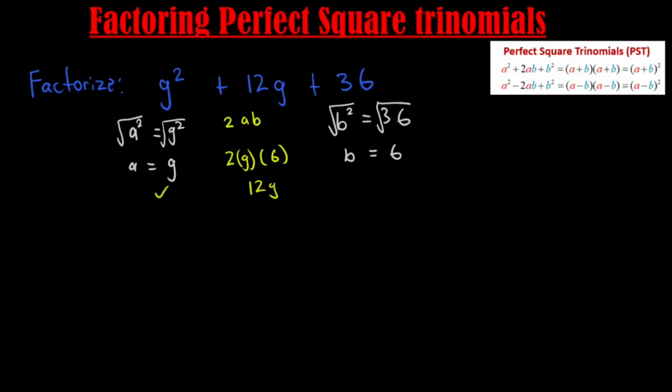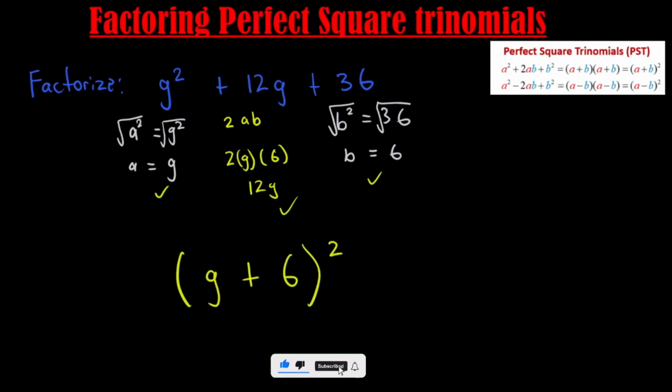So all three criteria are true. Therefore this is a perfect square trinomial, and it fits the pattern of the first one, a squared plus 2ab plus b squared. Therefore we can factorize it. When we factorize, our answer would be, in brackets, our a, which is g, plus our b term, which is 6, all squared. That is our answer.